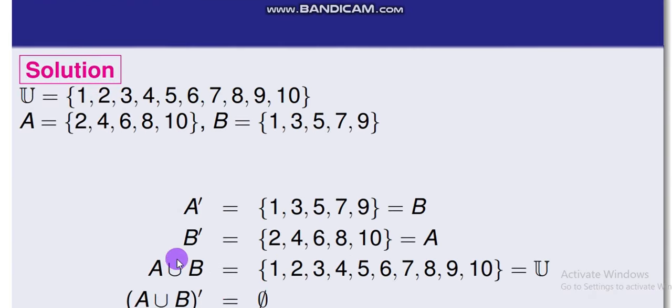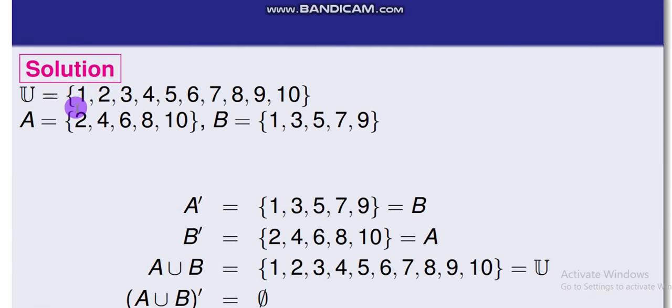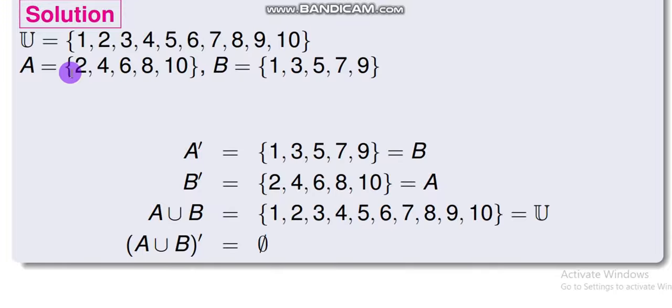So let's do this. The first thing, remember, is we are given our universal set, we are given set A, we are given set B. So the set of elements that are not in A, remember A collects all even numbers. So if you remove all the even numbers here, you will be left with odd numbers 1, 3, 5, 7, 9. So this will be your A complement.